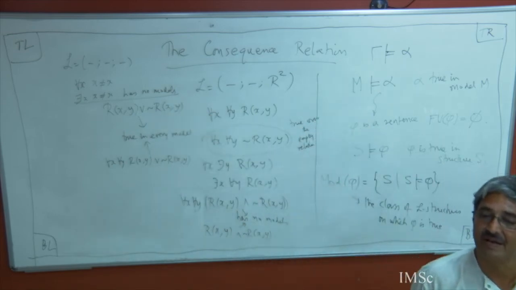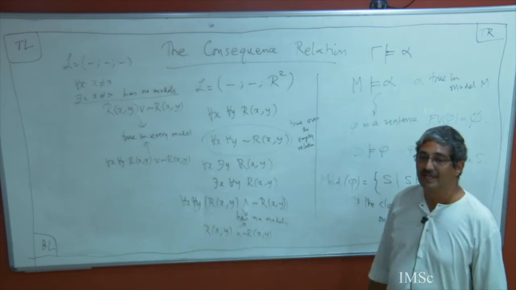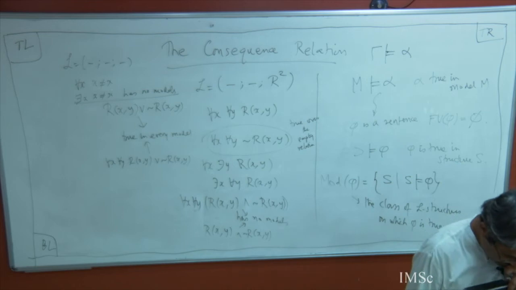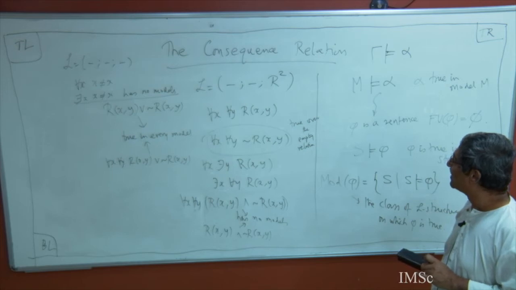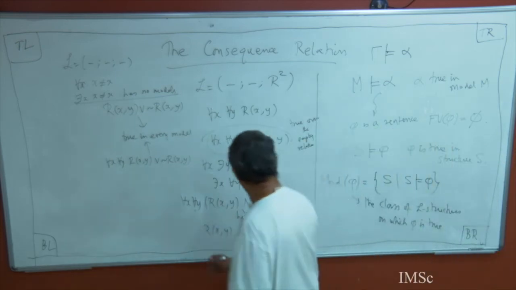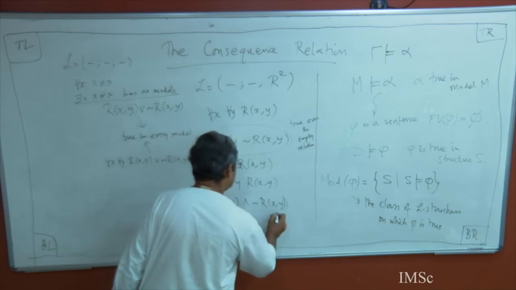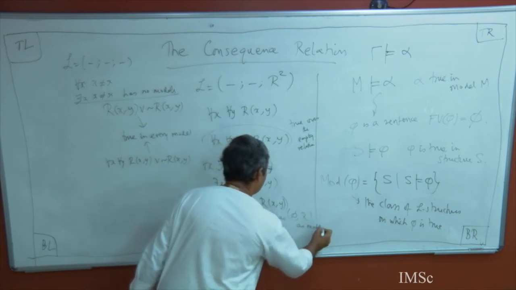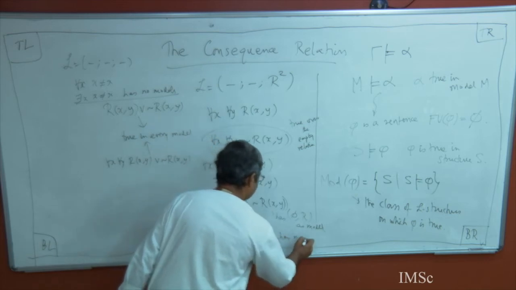Yes, sir. So here we are taking for all x and for all y. So this is the point, right? You are absolutely right. That's true. This is true over the empty set exactly for the same reason. You are right. So this has the empty set, and this has no models. Thank you.